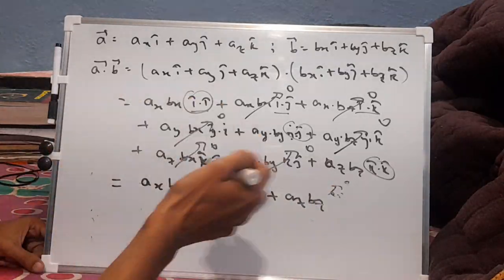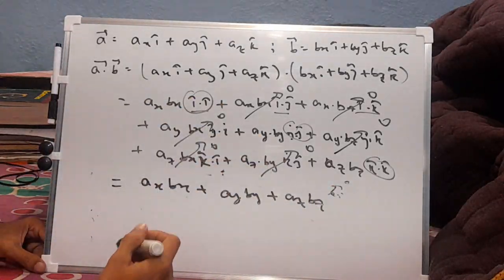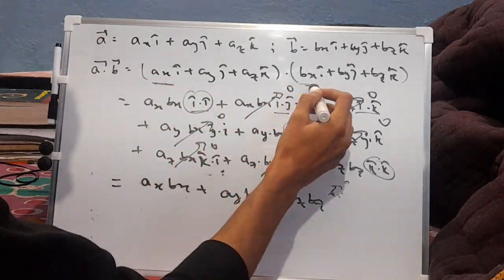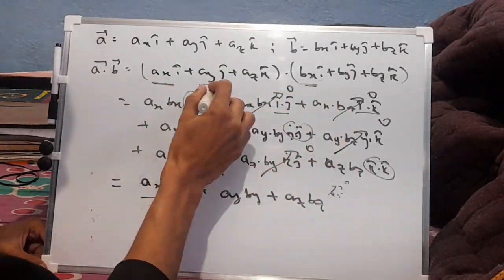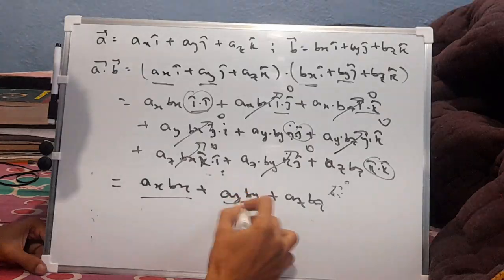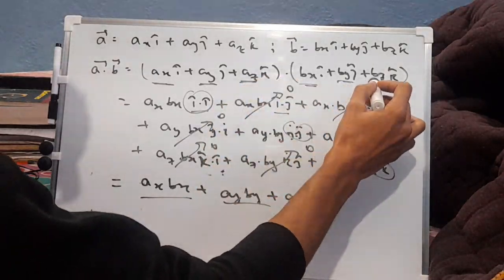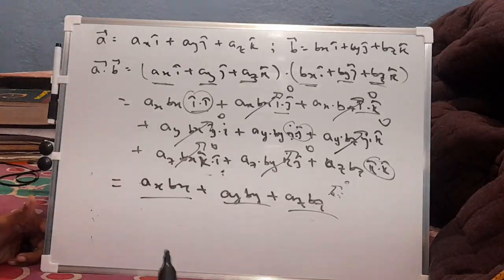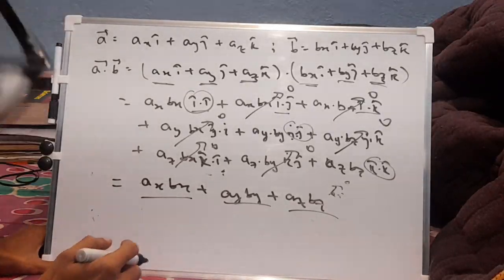So when you have to find the dot product, you would just take the x component of this with this and write it down, y component of this with this and write it down, and z component of this with this and write it down. So it's very simple. You got it. Let's do an example.